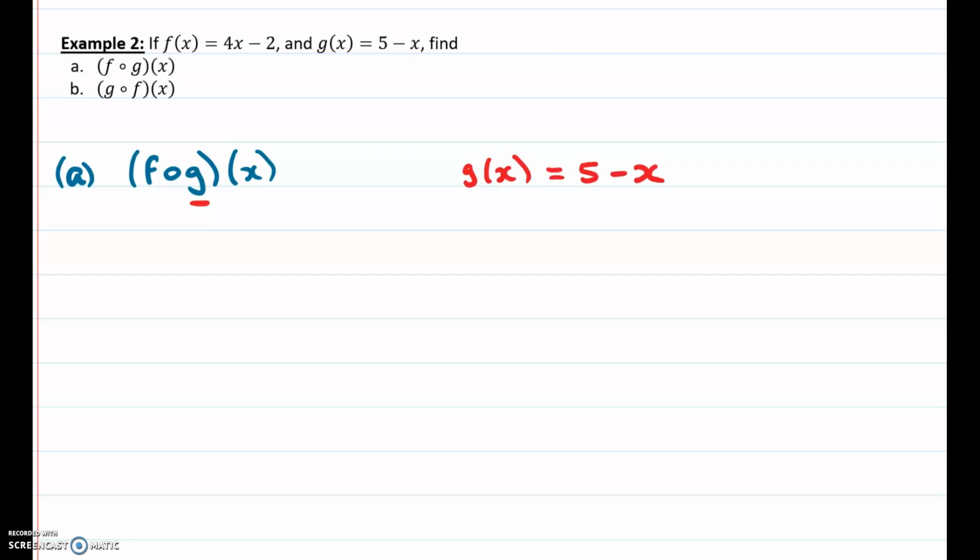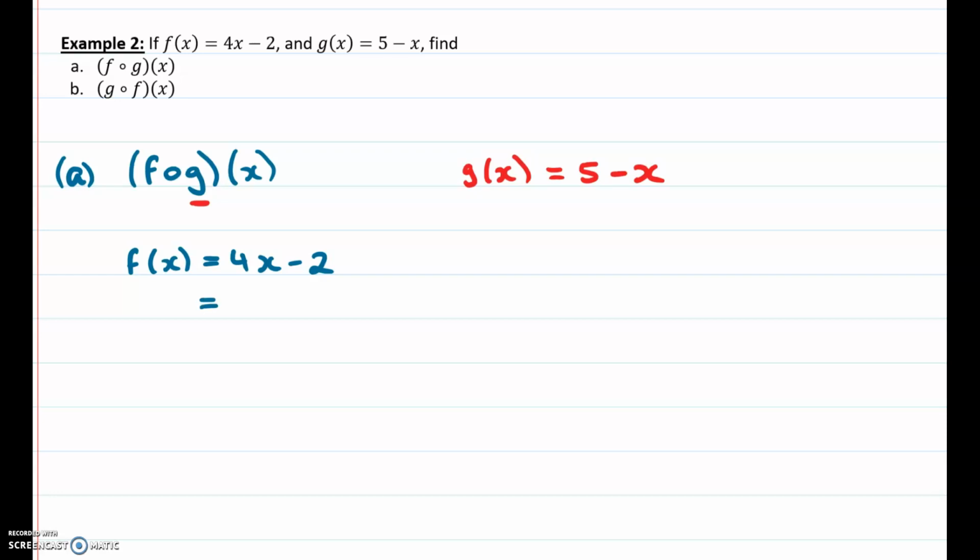And we don't have to work anything out. We don't have to put a number in here like we did the last time. What we're going to do is just take this expression, 5 minus x, and put it into f. Okay, so let's go back now to f. So f of x is 4x minus 2. But what we're going to do is where we had the x, we're going to put in our g of x, which is 5 minus x.